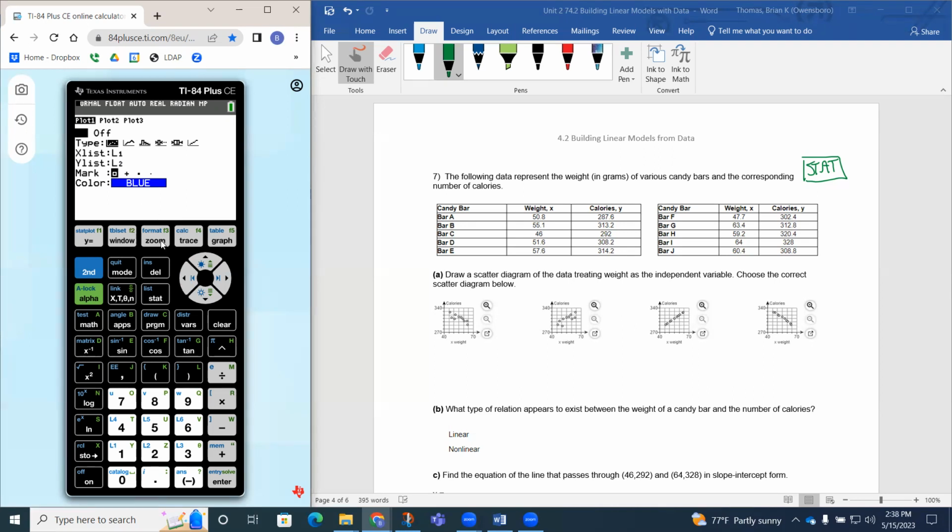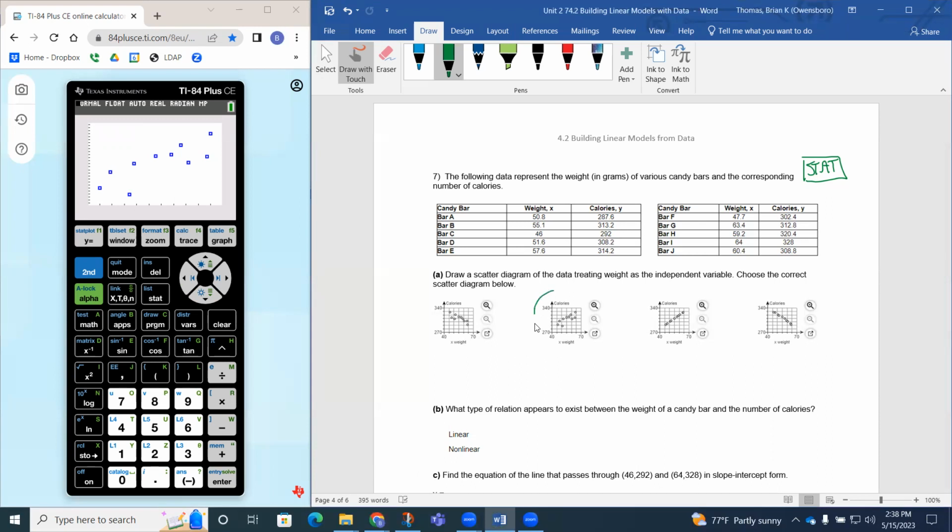To graph, what we can do is hit the zoom button. And number 9, the zoom stat, will create a scale for us without having to make our own. So that's what our data is doing, it's running around like that. To me, the best image of what I'm seeing is this one here, which mirrors it pretty well.